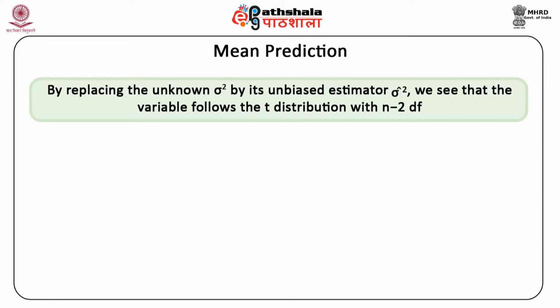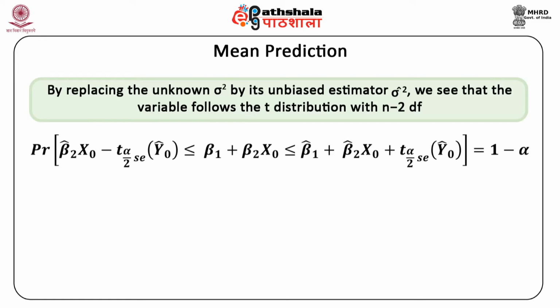Namely, we can write this as the probability that beta 1 plus beta 2 x0 is greater than or equal to beta 1 hat plus beta 2 hat x0 minus t alpha by 2 into standard error of y0 hat, but is less than or equal to beta 1 hat plus beta 2 hat x0 plus t alpha by 2 into standard error of y0 hat. This probability is equal to 1 minus alpha.